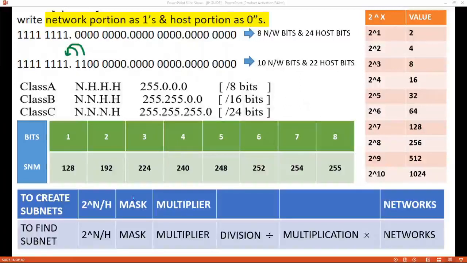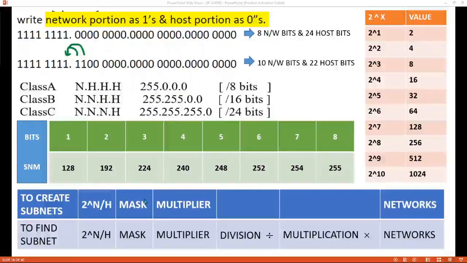So for that reason we are writing 2 to the power h greater than or equal to 82. By doing this you will find the host bit value. If you find the host bit value, you will move on to write the subnet mask. If you know the host bits, you can simply deduct it from 32. So 32 minus the host bit will give you the network bits. So from the network bits you can write the subnet mask, as shown here.